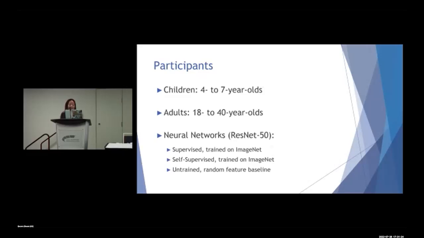We have children between 4 to 7 years old, adults between ages 18 to 40 years old, and we are also looking into a ResNet 50 neural network structure, which is a very state-of-the-art computer vision model. And we have 3 different types of ResNet 50: the first one being a supervised ResNet 50 that's trained on ImageNet, the second one being a self-supervised version of it, which learns from data augmentations, and the third one being an untrained ResNet 50 as a random feature baseline model.